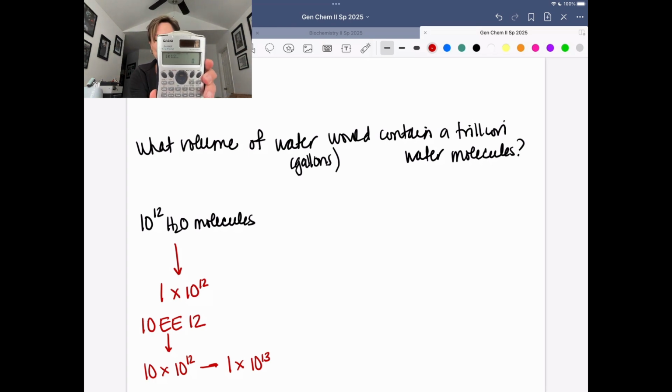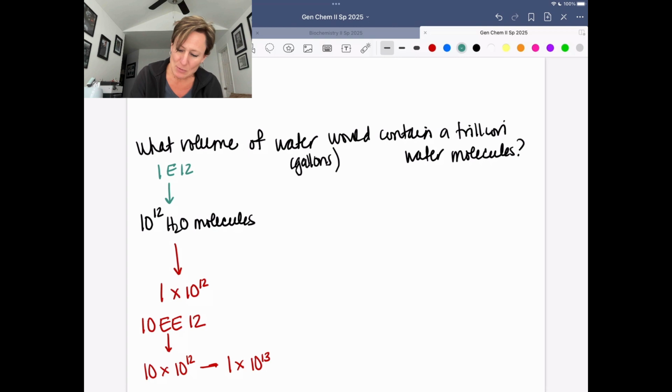So 1E12 is really 10 to the 12th. So again, the correct thing, if I enter 1E12, that's going to give me the right number, okay? And it's 1 times 10 to the 12th. We don't see that times 10 to the 12th.